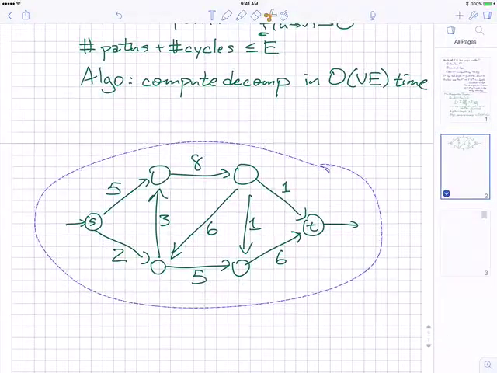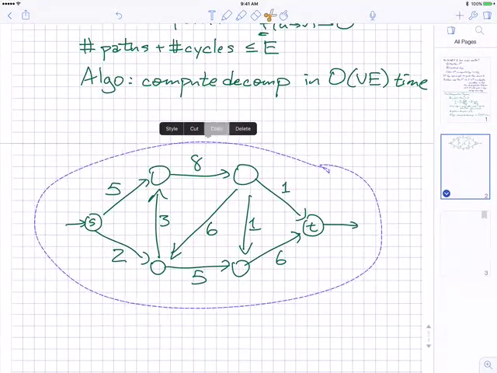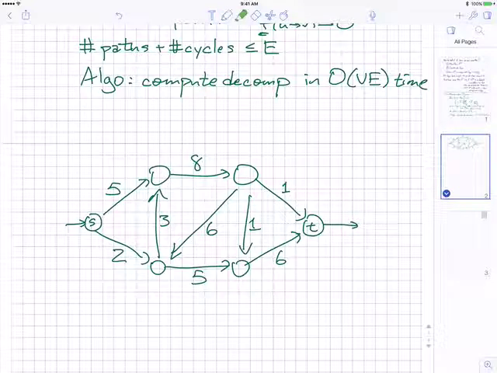Otherwise, I look at the graph of edges that have positive flow in them, and the first thing I ask is, are there any cycles in this graph? And in this particular case, I can see a cycle from the lower left vertex to the upper left, to the upper right. So I can identify a cycle here.